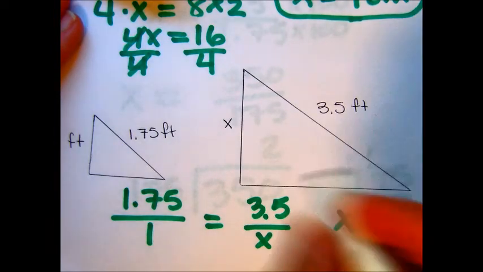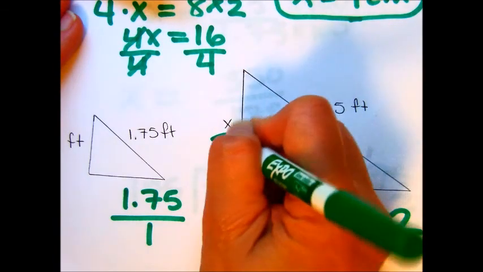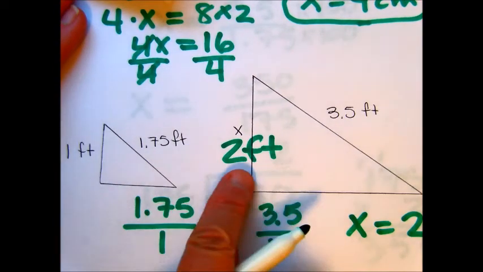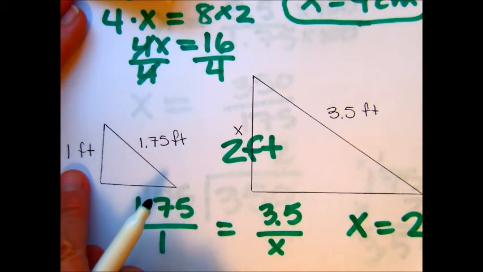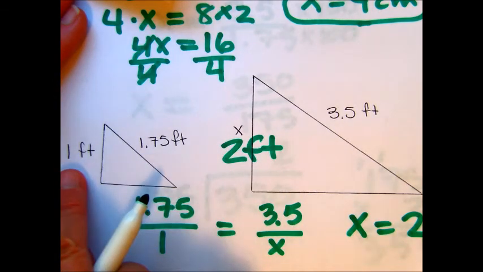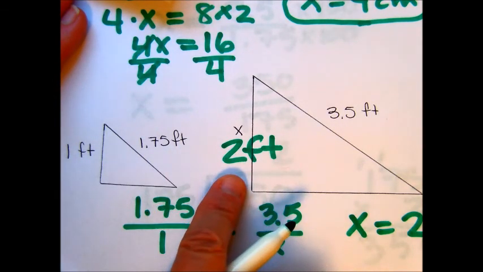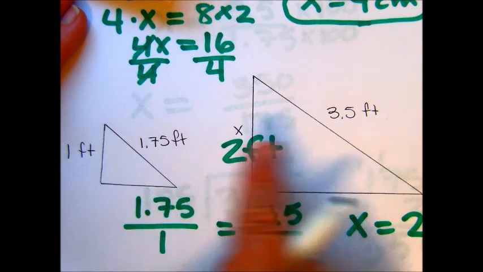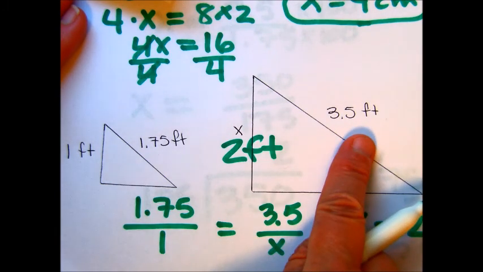And again, knowing that this is 2 feet, this smaller triangle is half the size of the larger triangle. The height is half of the height of the larger one, and the hypotenuse is half the size of the larger hypotenuse.